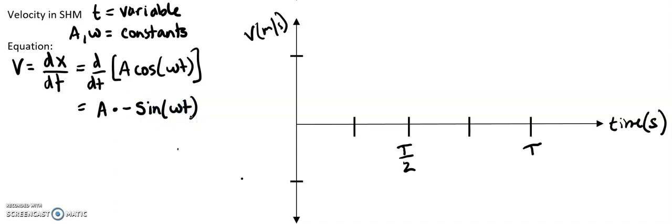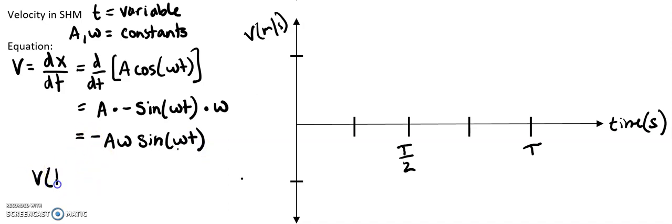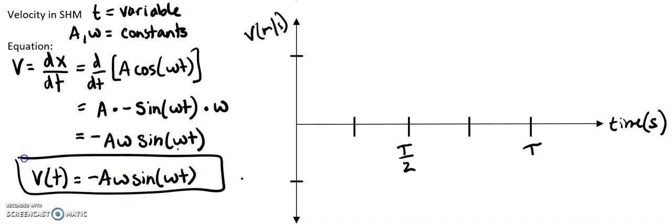But now we need to use our calculus chain rule idea and take the derivative of the inside. So the derivative of omega t is just omega. I'll put that there. If we rewrite this function, that's just going to be negative A omega sine of omega t. In this situation, this is going to be our velocity function. So v of t equals negative A omega sine of omega t.